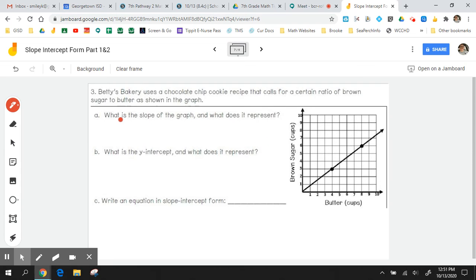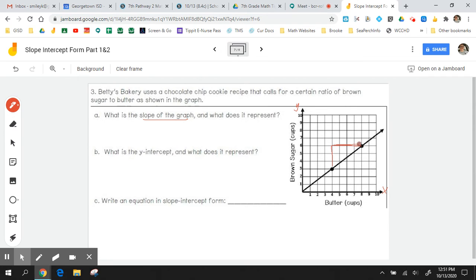Alrighty, it's saying Betty's Bakery uses a chocolate chip cookie recipe that calls for a certain ratio of brown sugar to butter. So that is what our labels are on this graph, butter and brown sugar. Remember that this is your x-axis and this is your y-axis. It's asking us for the slope, and what does it actually represent? So you can choose the 2 points given to you. You can choose your own points that intersect really nicely on your graph.